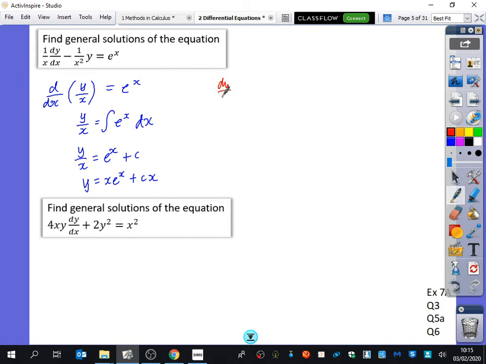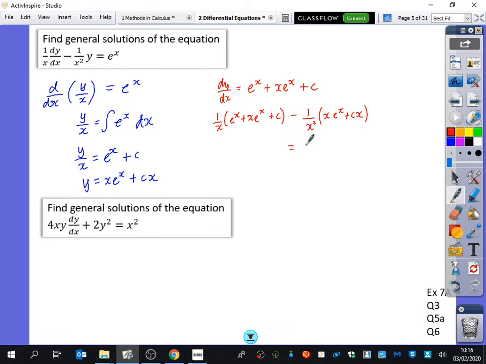Okay, so dy by dx is equal to, what does x e to the x differentiate to? e to the x plus x e to the x, plus c. Okay, so if I substitute in, I will have 1 over x multiplied by e to the x plus x e to the x plus c. That's 1 over x multiplied by dy by dx, minus 1 over x squared multiplied by x e to the x plus cx. And we hope that this is going to simplify and give us e to the x.